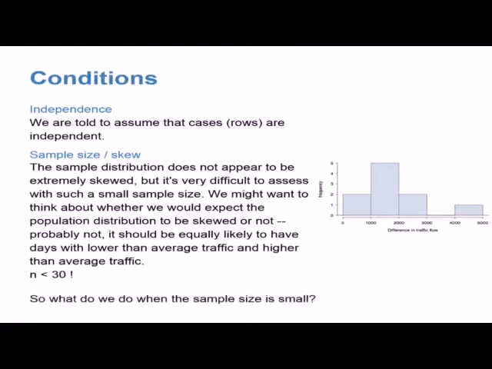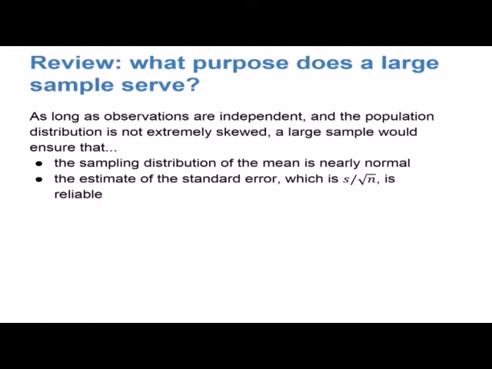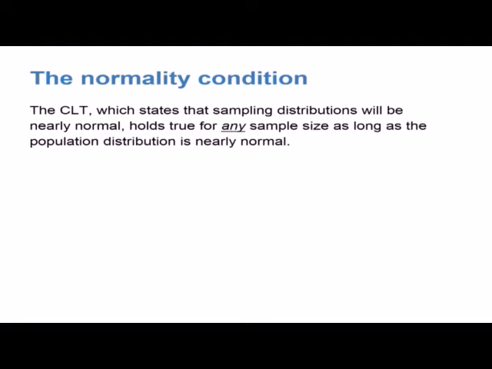So what do we do when the sample size is small? Well, what purpose does a large sample size serve? Remember, as long as observations are independent and the population distribution is not extremely skewed, a large sample would ensure that the sampling distribution of the mean is nearly normal, and the estimate of the standard error, which is the standard deviation divided by the square root of sample size, is reliable. The central limit theorem, which states that the sampling distribution will be nearly normal, holds true for any sample size as long as the population distribution is nearly normal.